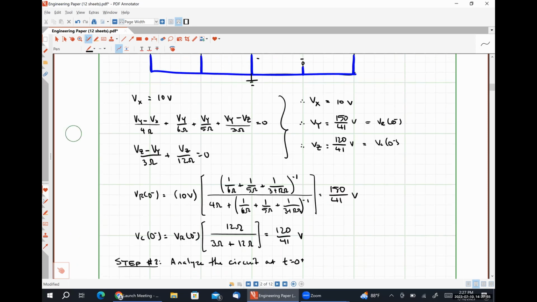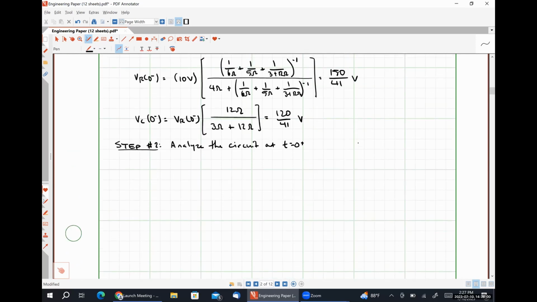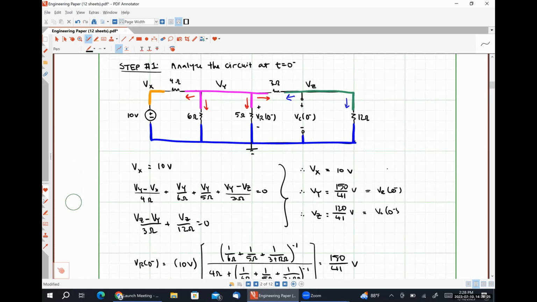So let me look up here, refresh myself to what my original circuit was. So 10.6, all right. So 10 volt source, 4 ohm resistor, 6 ohm resistor. This open circuit here represents our switch. I think this was a 5. Yeah, 5 and then 3 and then 12. Okay.